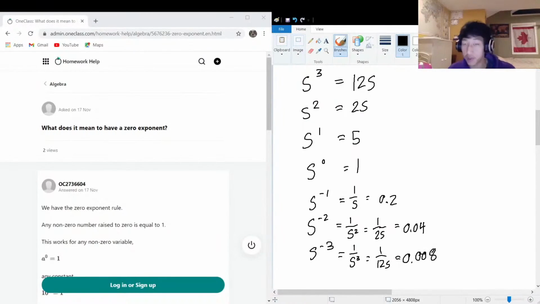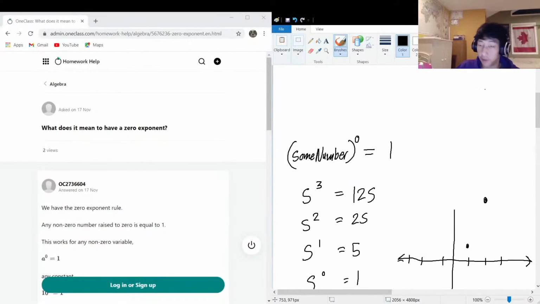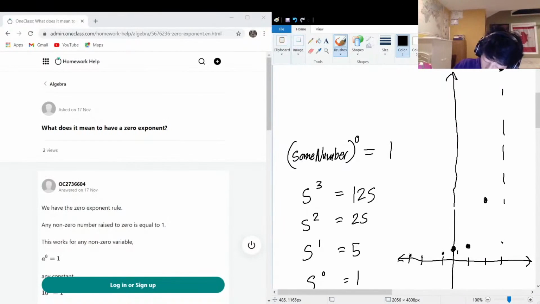Okay, now imagine if we were to plot these on a graph. Maybe the graph would look something like this. 1, 2, 3. Here we'll have 5. Here for 2 is 25, and then for the 3 it's going to be way up here, pretty far up there. And at 0, this is going to need to be 1. And then it's going to get lower and lower and closer to 0.